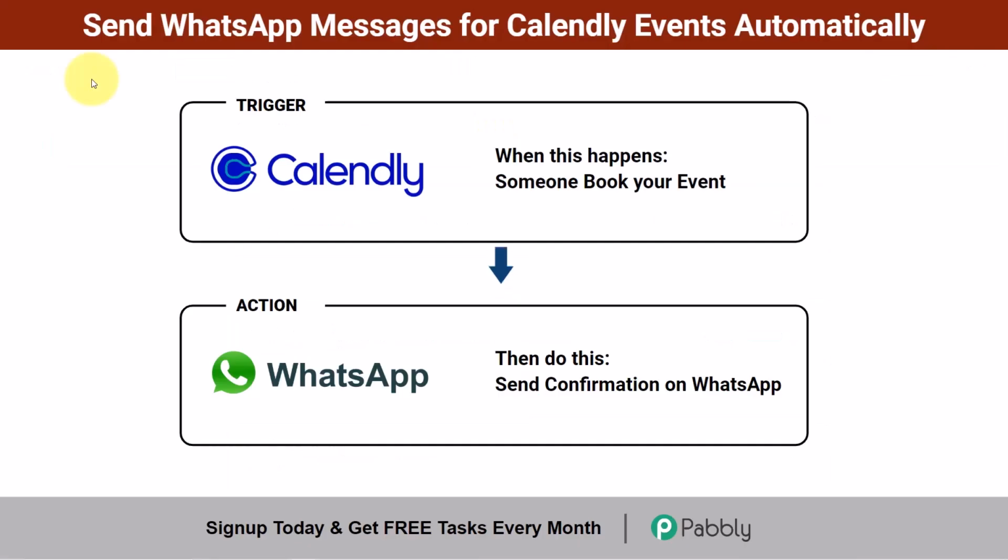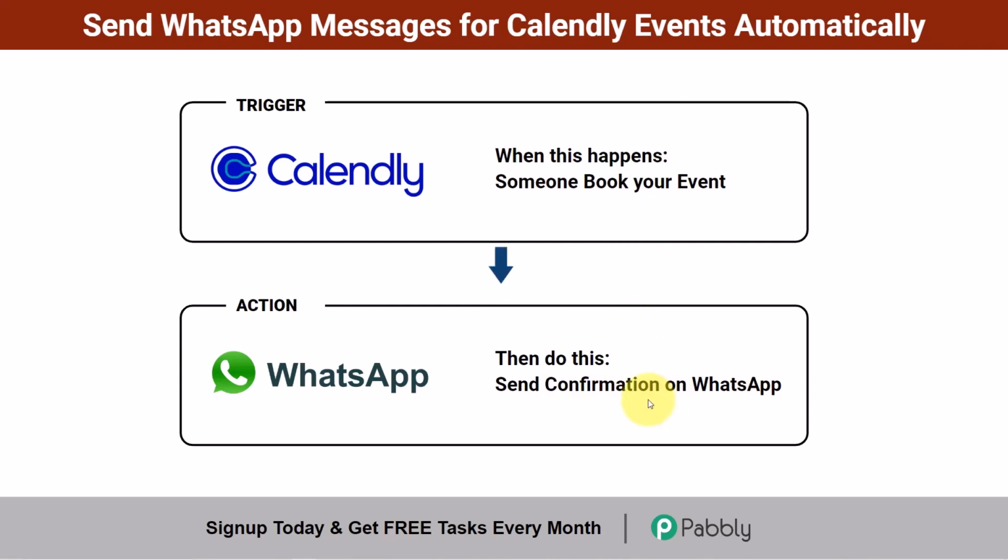In this video, I will show you how you can start sending WhatsApp messages for your Calendly events automatically. So assume that someone has booked your event which you have scheduled in your Calendly account, and after this booking, you want to share the event details with the same person on his WhatsApp number.